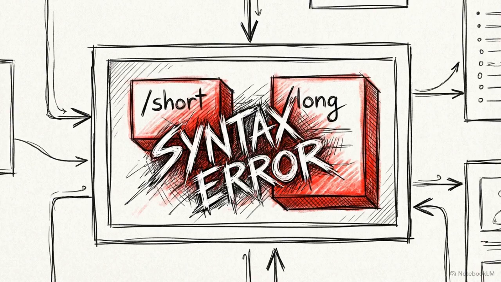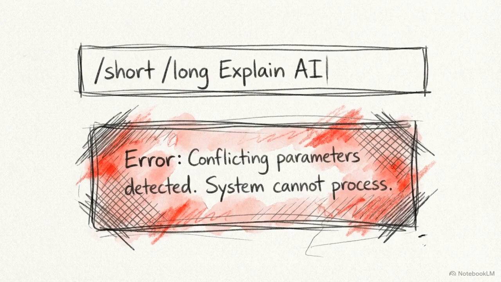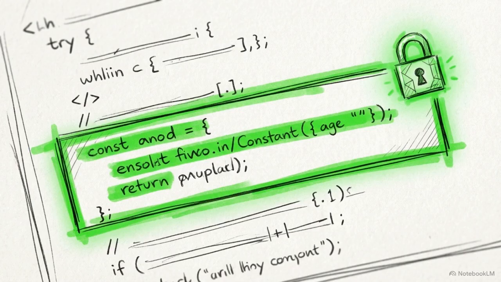The only way this breaks is if you mix conflicting commands. If you type /short right next to /long, the system will fail to process the constraints. Following this exact syntax removes all guesswork. The AI locks into the precise framing you requested.